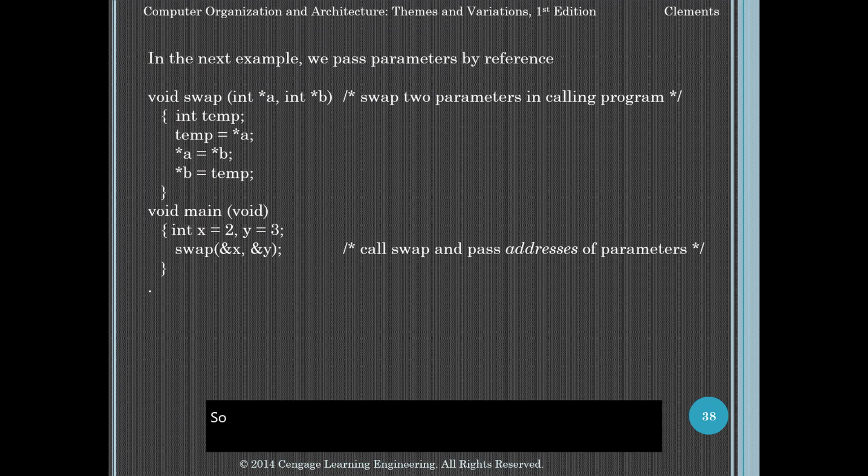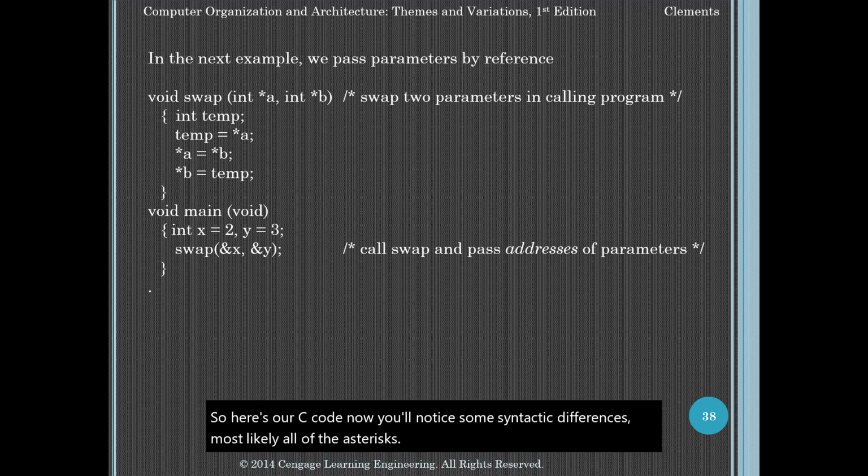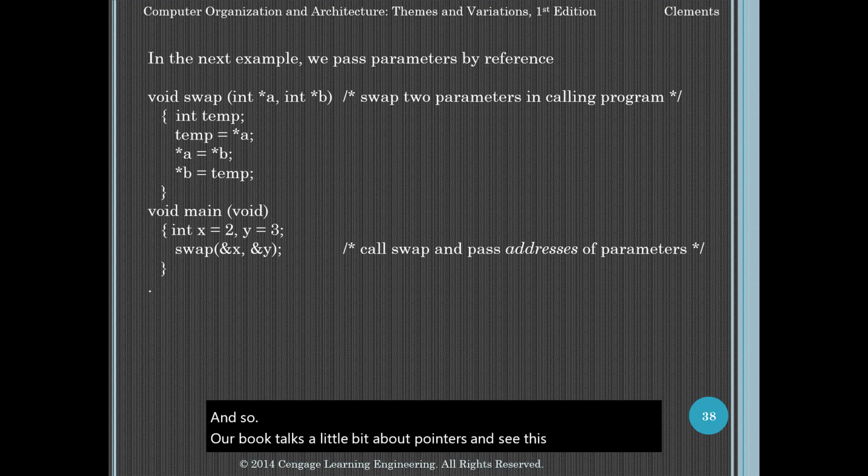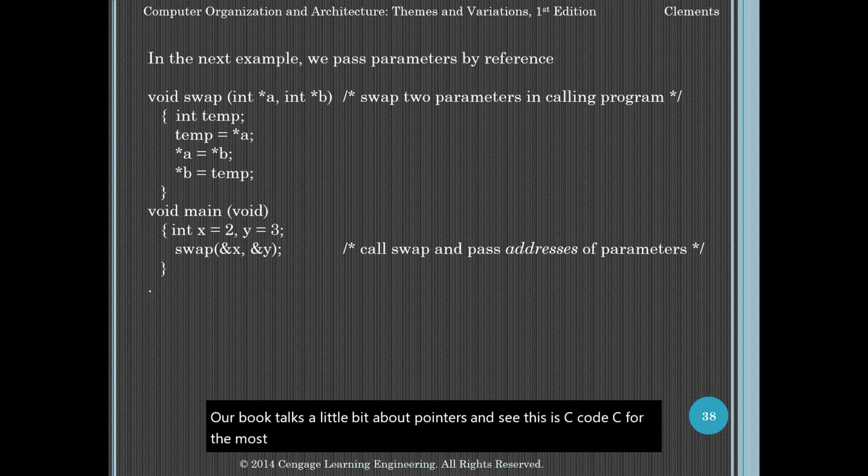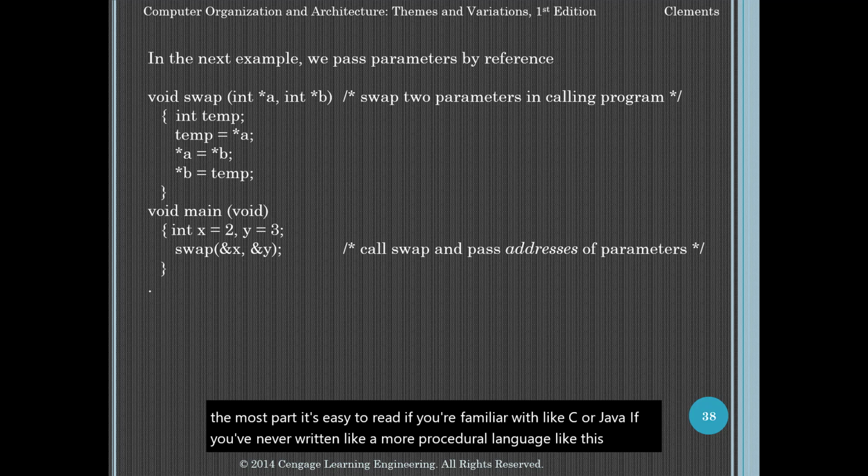So here's our C code. Now you'll notice some syntactic differences, most likely all of the asterisks. Our book talks a little bit about pointers in C. This is C code. C, for the most part, is easy to read if you're familiar with C# or Java.